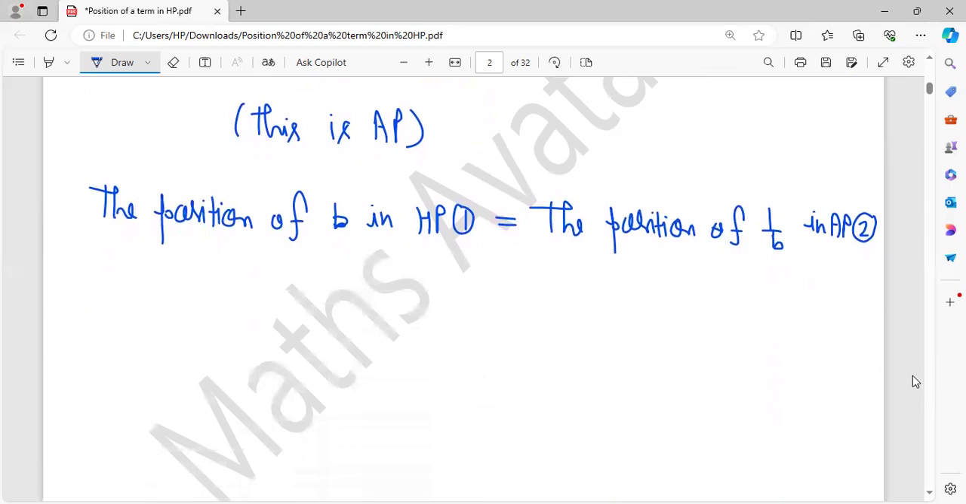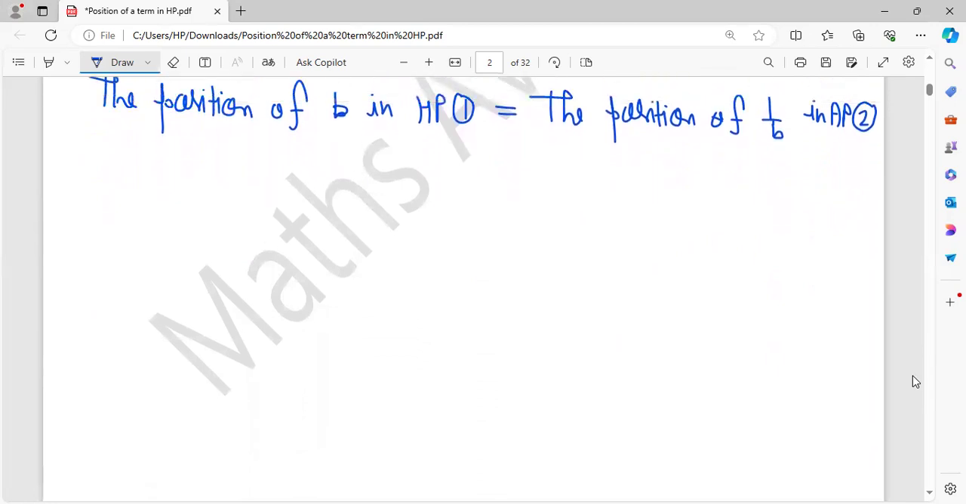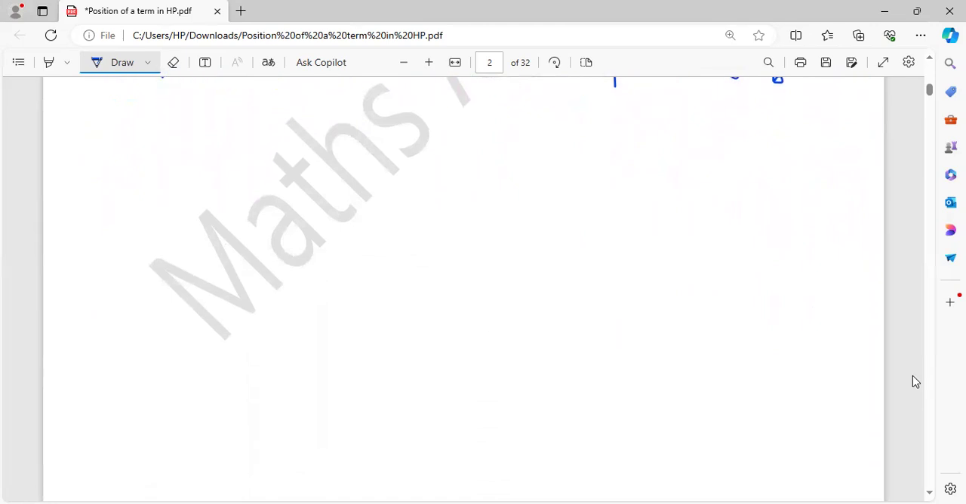You see my lecture, position of a term in AP. You can go to my YouTube channel and you can see the video, okay, or lecture. So now it will be clear by example how to find a position of a term in HP. So I am writing an example that will make it clear. So example 1.